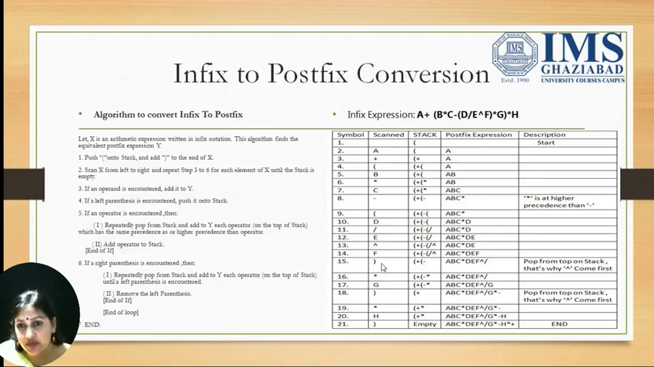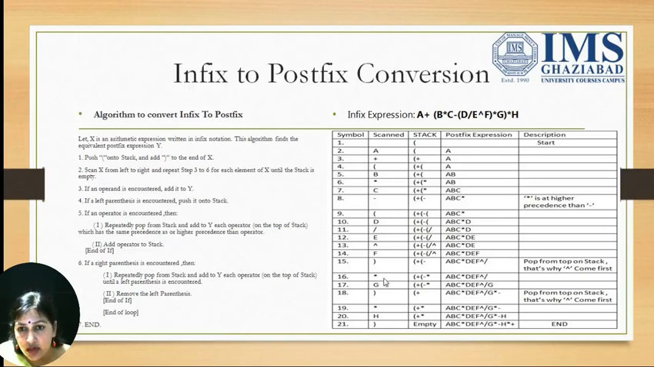Then a right parenthesis is encountered. We will pop from the stack and add to the postfix expression until a corresponding left parenthesis is encountered. So we will pop exponential operator, add it to the postfix expression, division, add it to the postfix expression, and then this left parenthesis and this encountered right parenthesis get cancelled.